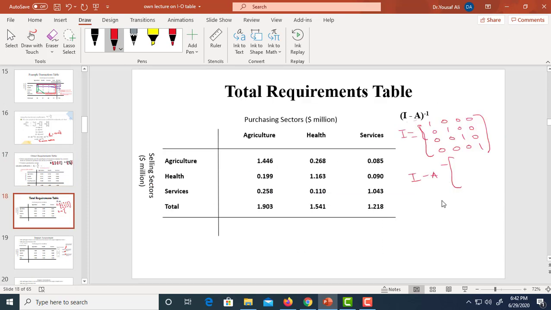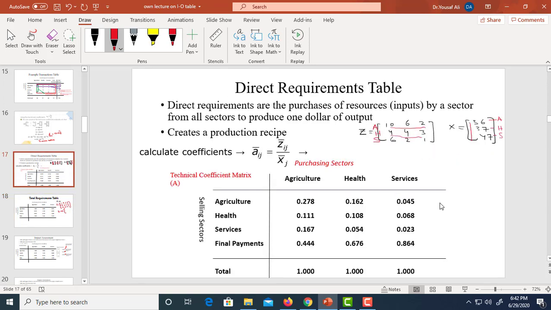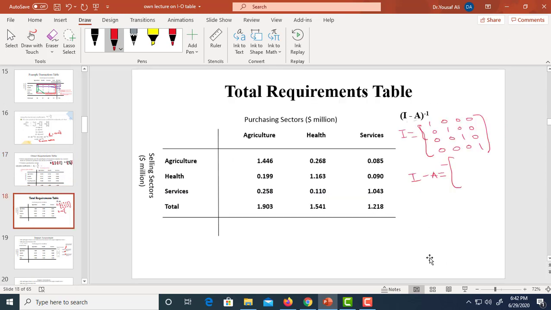When you calculate I minus A, the identity minus the coefficient matrix, you then need to take the inverse of this matrix, power of minus 1. This is basically the total requirement table, and this is our Leontief matrix. In the next lecture I will show you how to interpret the elements of a Leontief inverse matrix.